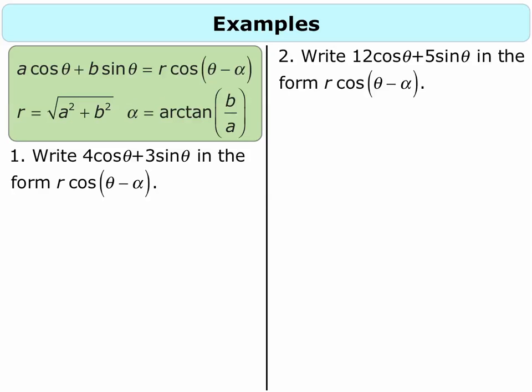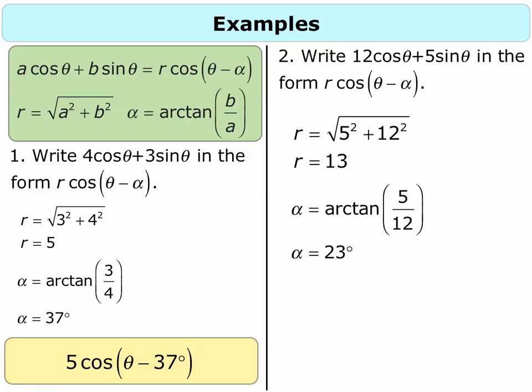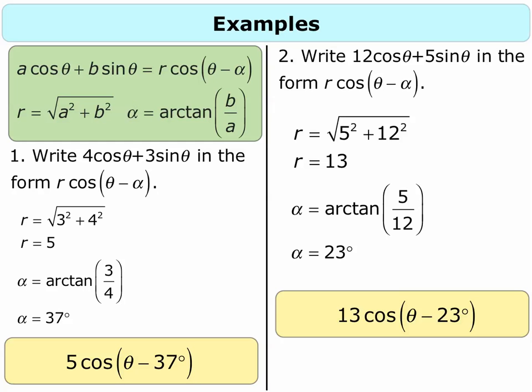Let's work out R first of all. Simply take the values of A and B, square them and square root. To work out alpha, we do arctan B divided by A. Just put it in like that. Then we can rearrange the equation to give us that. Similarly for this, we're going to square 12 and square 5, square root it to give us 13 for R, and then we're going to do B divided by A and arctan it to get 23 degrees. Very straightforward.